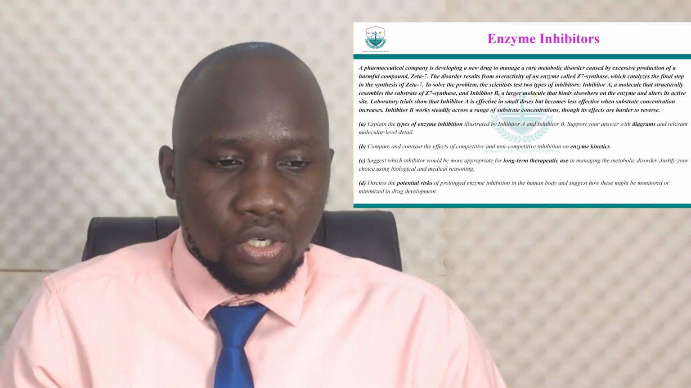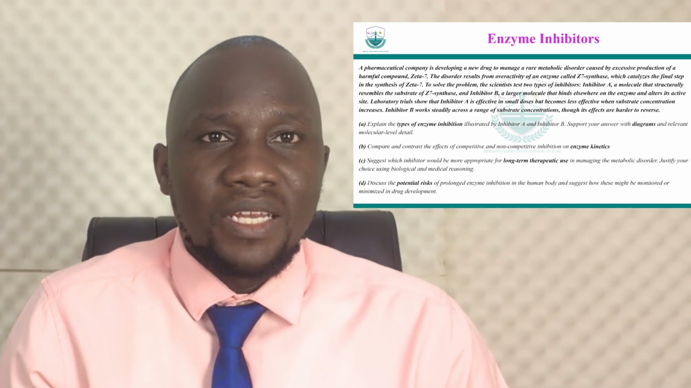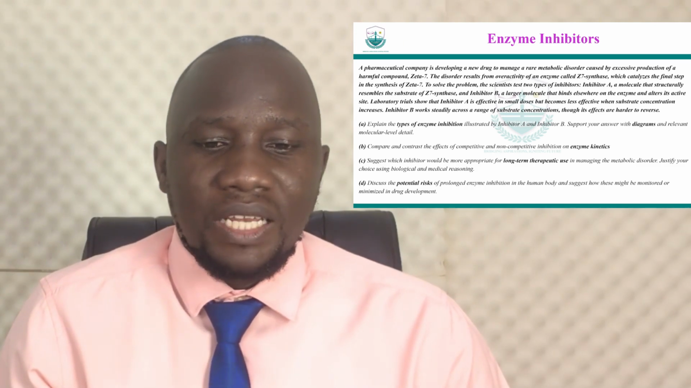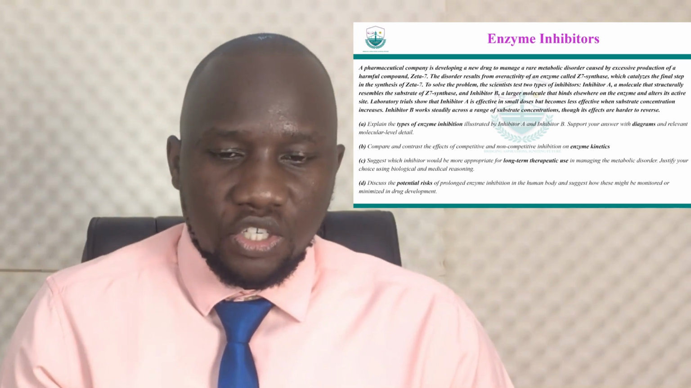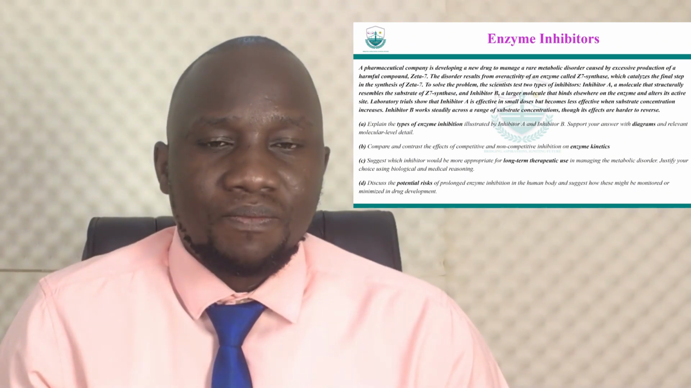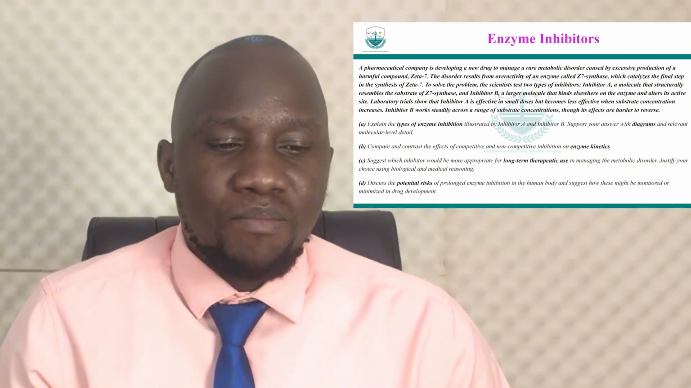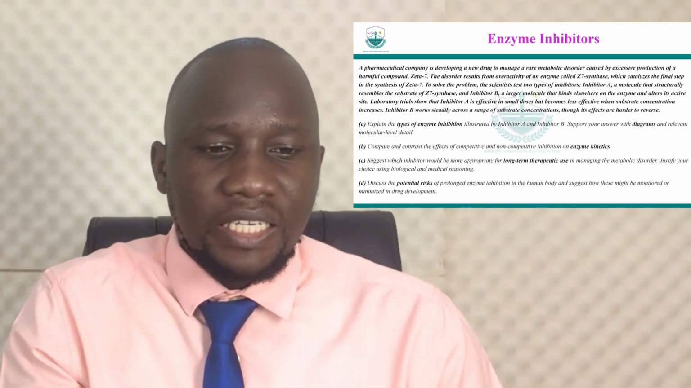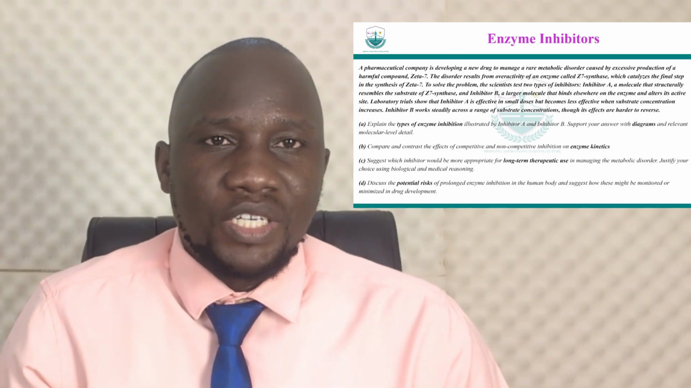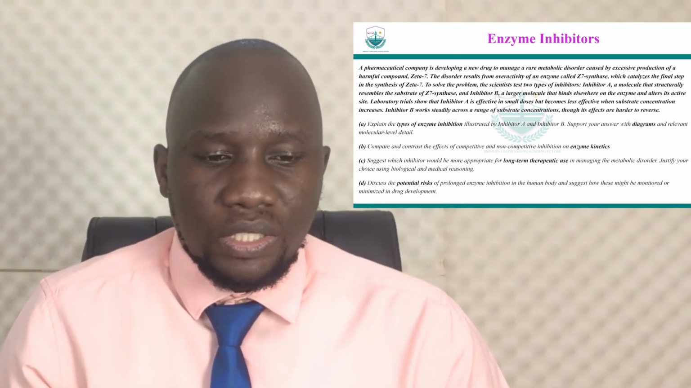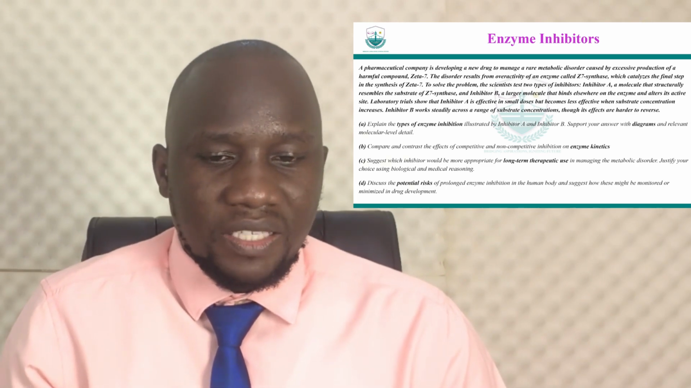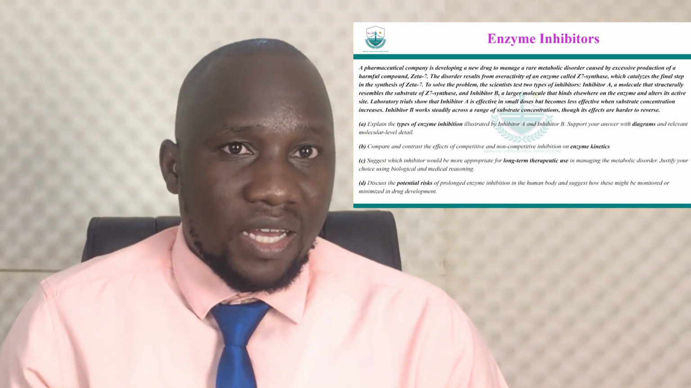Okay, so clinical trials, I'm calling them clinical trials, but basically the laboratory trials have shown that inhibitor A is effective in small doses, but becomes less effective when you increase the concentration of the substrate. Okay, but B actually works steadily across the different substrate concentrations, though its effects are harder to reverse.